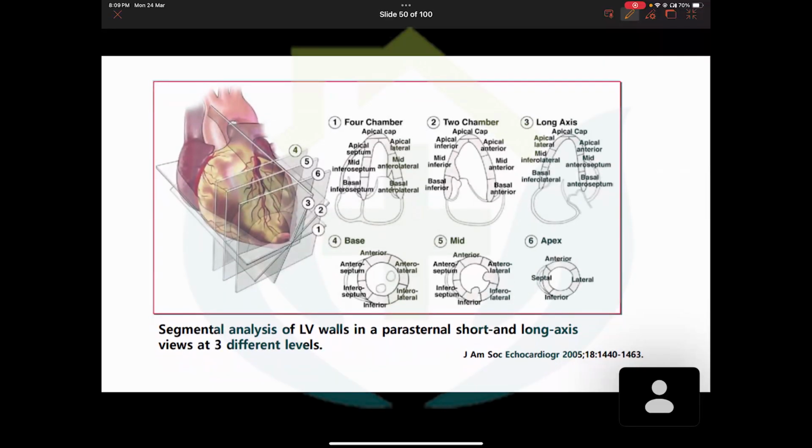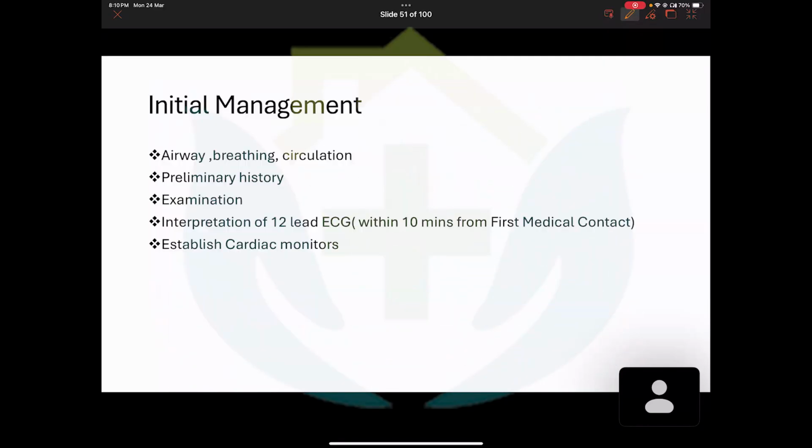These are the different views. This is beyond today's topic, because echo, I think, will be another lecture. But mostly you have to look at the 4-chamber and 2-chamber views, as well as the long axis and short axis views, to get an idea about the regional wall motion abnormalities, the pericardial effusion, the MR and TR, diastolic dysfunction, and the TAPSE. TAPSE, tricuspid annular plane systolic excursion, is for the right ventricular systolic function.